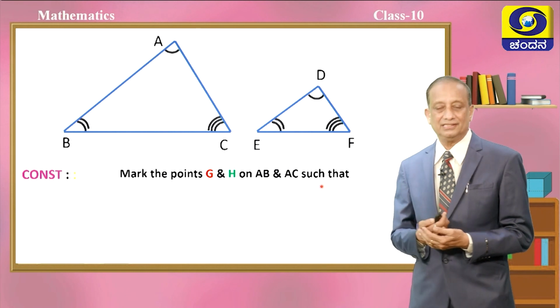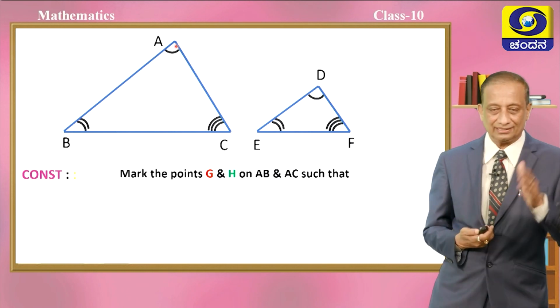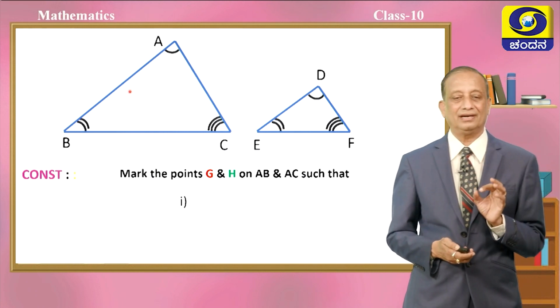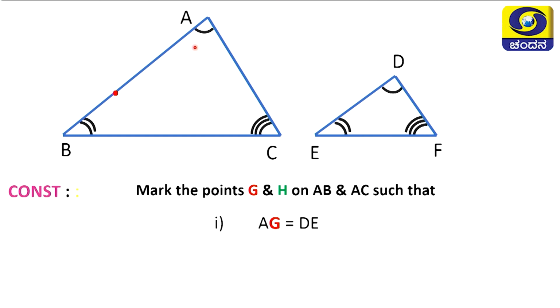Okay. So, you do this, children. Mark the points G and H on the sides AB and AC of triangle ABC in such a way that, point number 1, AG must be equal to DE. Look at the dot on the side AB, red color dot. So, that we will call G. Now you take a scale, measure DE, and mark the same measurement on the side AB in order to get G. We will show it like this, put one line on AG and one line on DE, saying that AG is equal to DE.